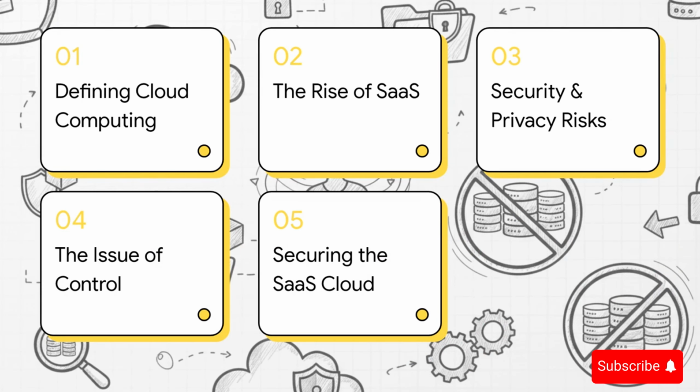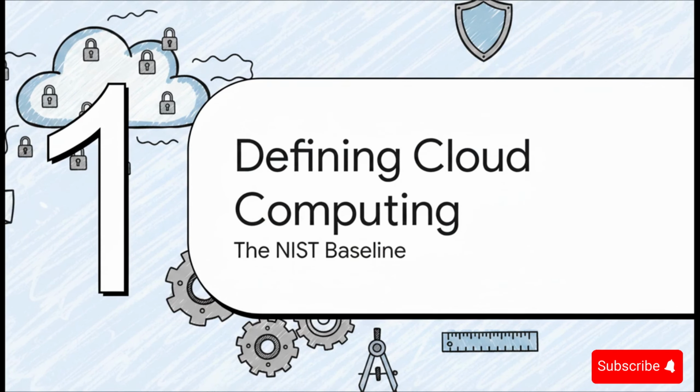Okay, here's our roadmap for today. First, defining cloud computing. Then, the rise of SaaS. Next up, security and privacy risks, followed by the issue of control, and finally, securing the SaaS cloud. All right, let's jump right into section 1, defining cloud computing.